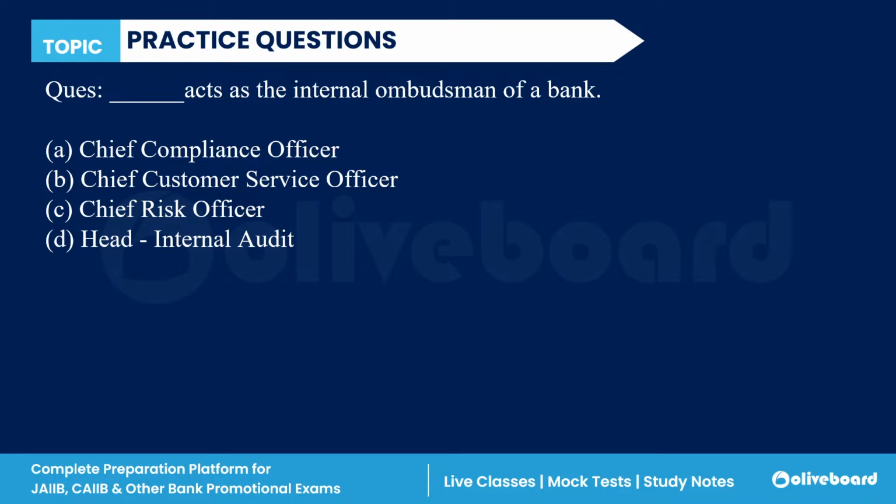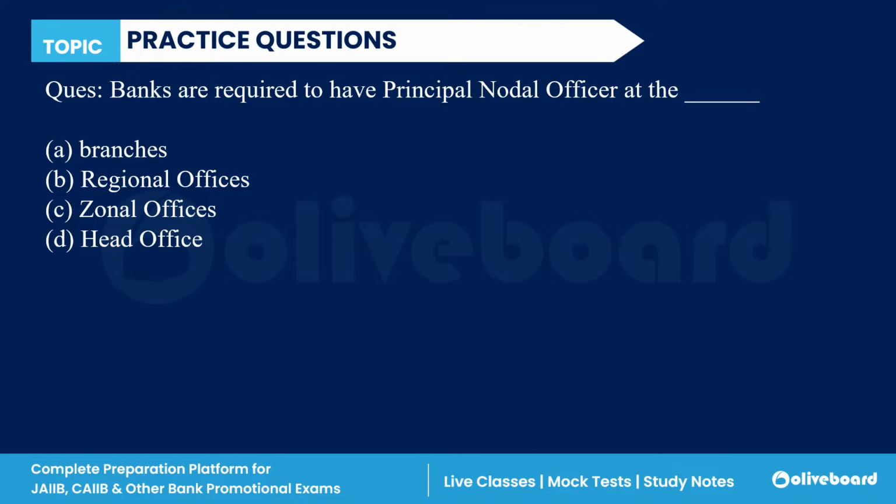If we talk about the internal ombudsman of the bank, it is the CCSO, or Chief Customer Service Officer. They act as an internal ombudsman of the bank. Second, banks are required to have a principal nodal officer at dash: branches, regional offices, zonal offices, or head offices.